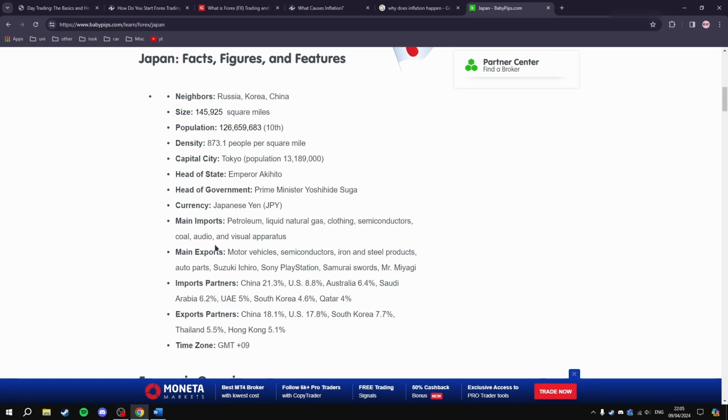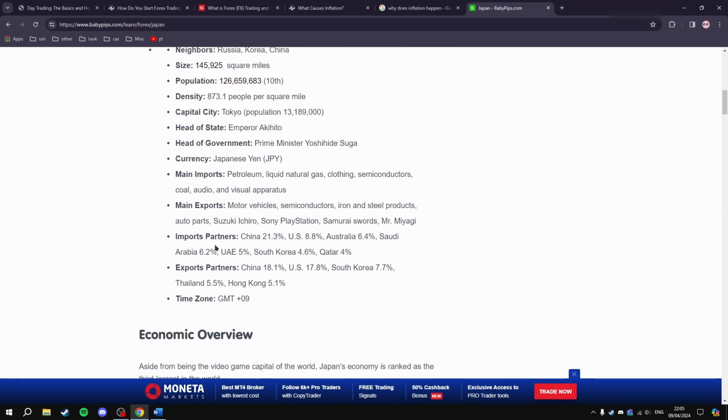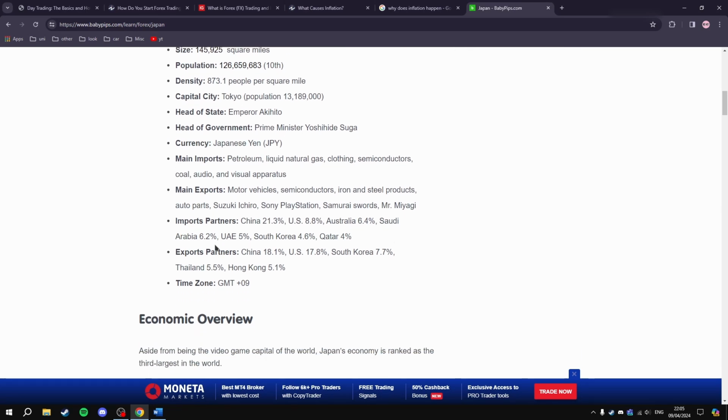Main imports, petroleum, liquid natural gas, clothing, semiconductors, coal, audio and visual apparatus. Main exports, motor vehicles, semiconductors, iron and steel products, auto parts, Suzuki, Ichiro, Sony PlayStation, Samurai Swords, Mr. Miyagi.